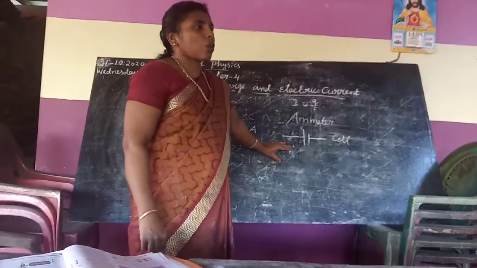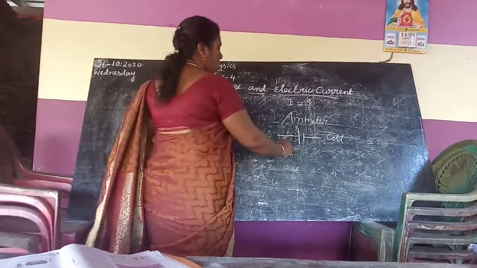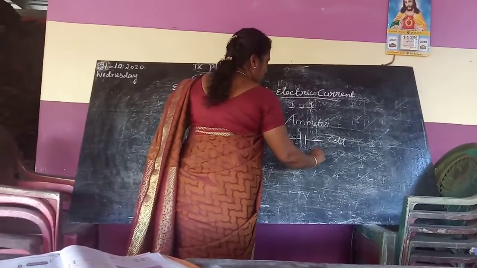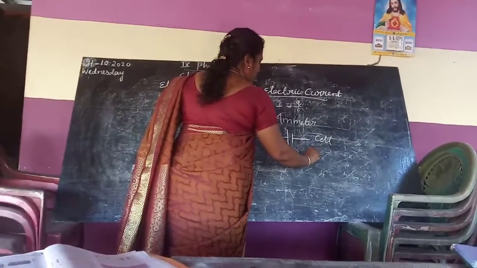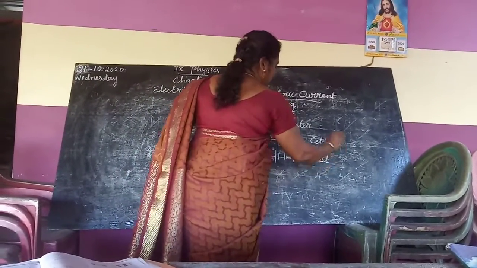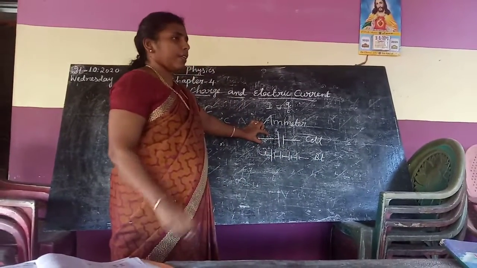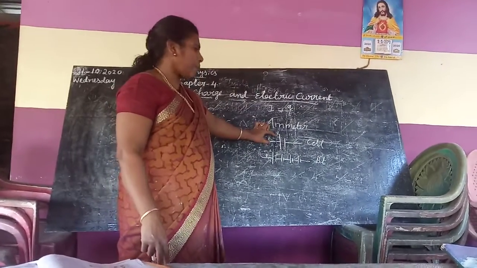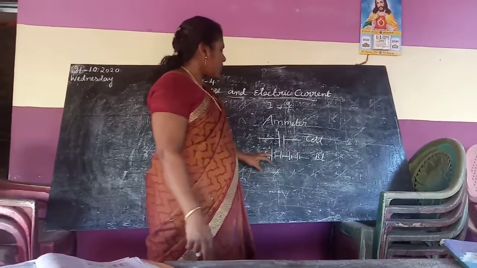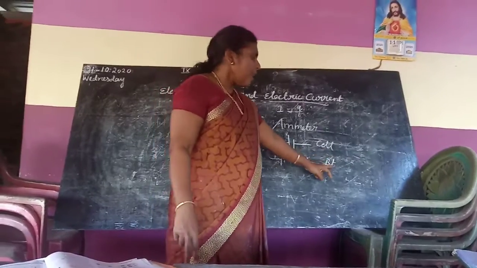A combination of cells is called a battery. So battery means what? Combination of cells. The short form of battery we can write as BT. Cell means two terminals are there, positive terminal and negative terminal. And in a combination of cells, more cells are there. One or more cells together form a battery.